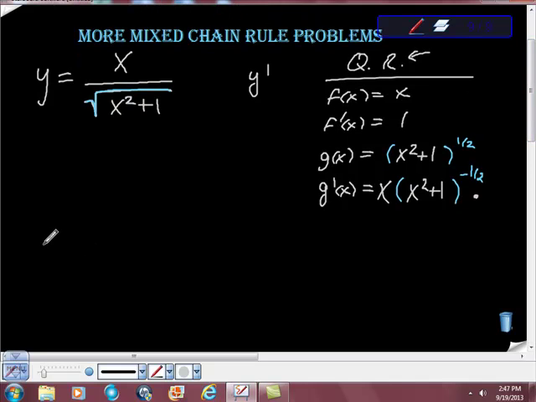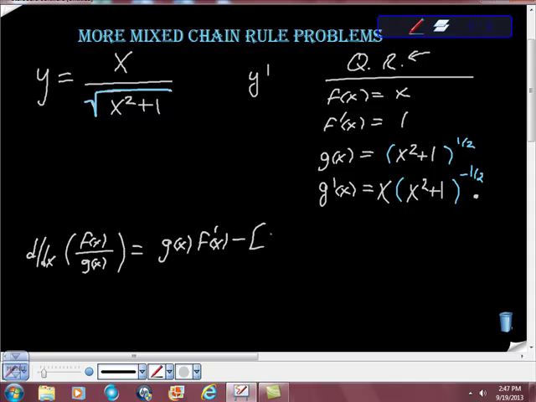And if you remember, the quotient rule, right, d dx of a function over another function is equal to the bottom function times the derivative of the top function minus the top function times the derivative of the bottom function, all over the bottom function squared. Isn't that true? So why did I do all this list crap? Because I need to substitute these pieces, and I have it.